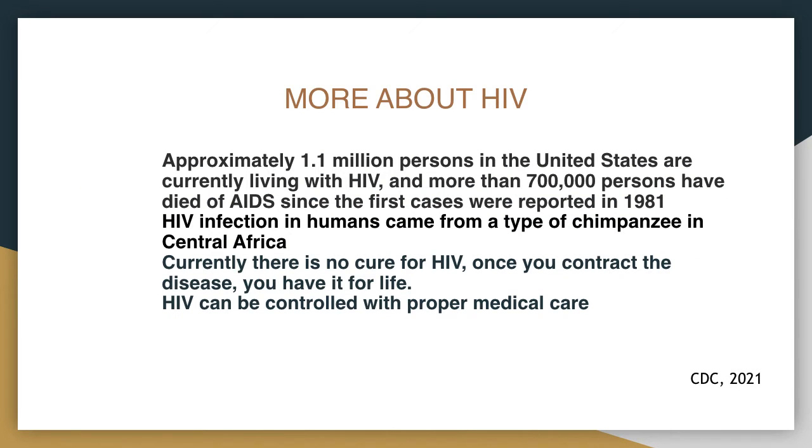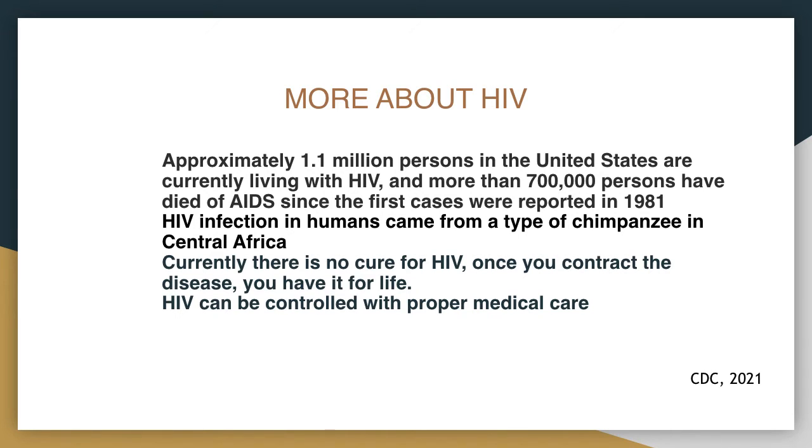Some more about HIV. Here are some statistics. Approximately 1.1 million persons in the United States are currently living with HIV, and more than 700,000 persons have died of AIDS since the first case was reported in 1981.